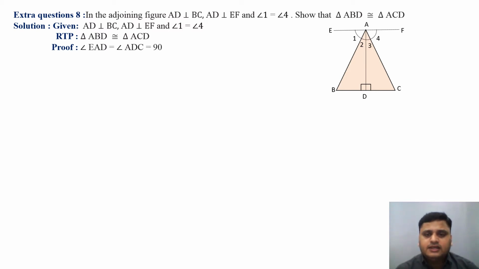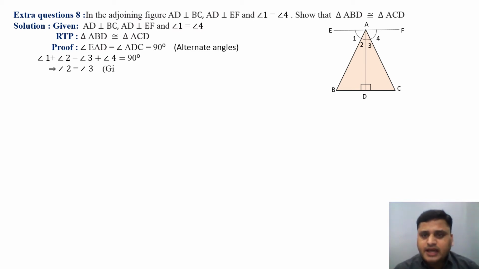Angle EAD is equal to angle ADC is equal to 90 degrees, alternate interior angles, because these are forming a Z. You have already seen this in the lines and angles chapter. Now this angle EAD can be rewritten as angle 1 plus angle 2, and this is equal to 90 degrees, and angle 3 plus angle 4 is also equal to 90 degrees. It is given that angle 1 is equal to angle 4, so angle 2 will be equal to angle 3. Hence we prove that angle 2 is equal to angle 3.